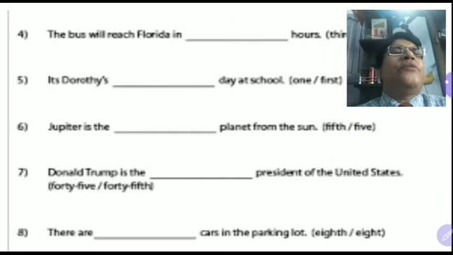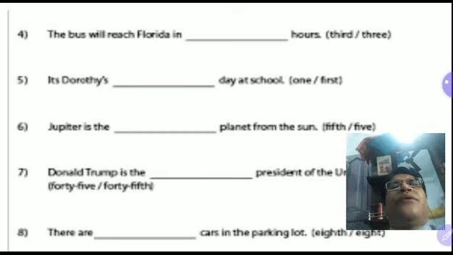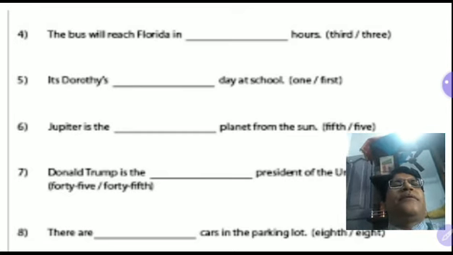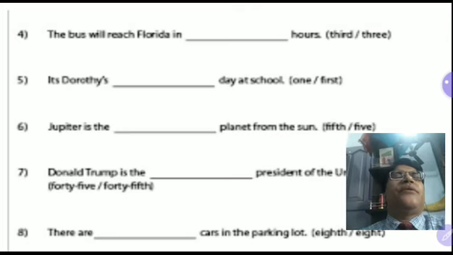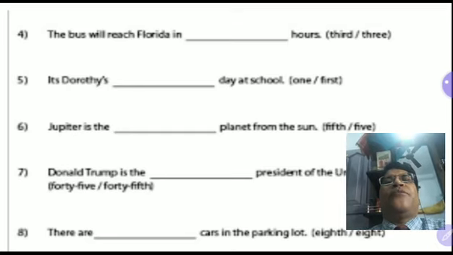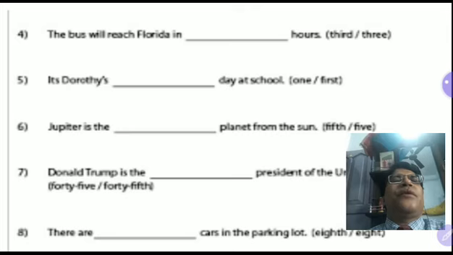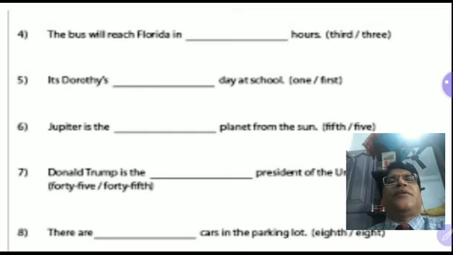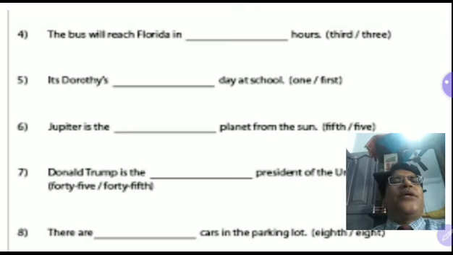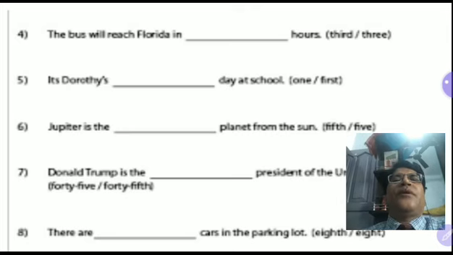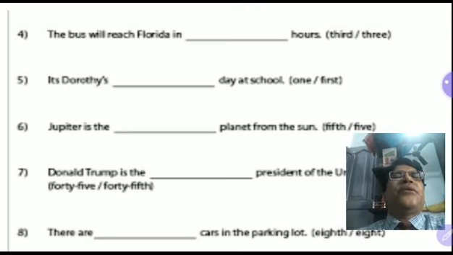Now look at another one. The bus will reach Florida in 3 hours. 3 will be correct here. Now fifth, it's Dorothy's first day at school. Now next, Jupiter is the fifth planet from the Sun. Five planet can never be used here. Jupiter is the fifth planet from the Sun.